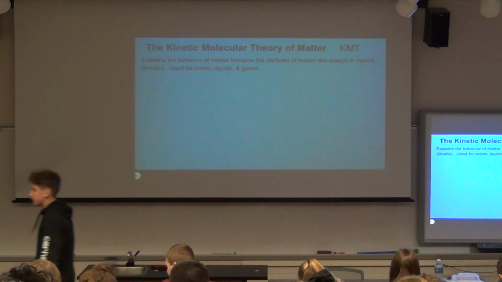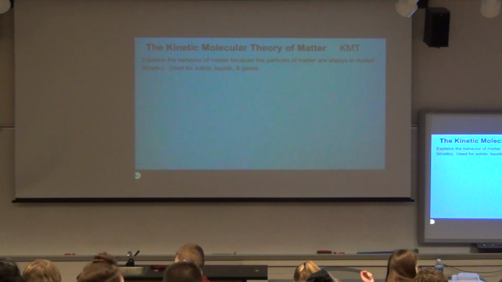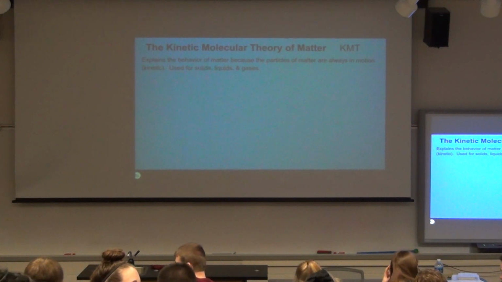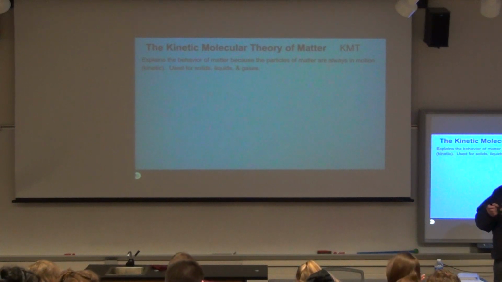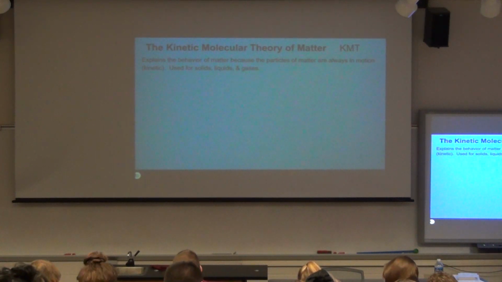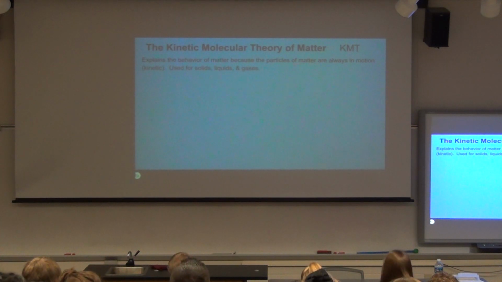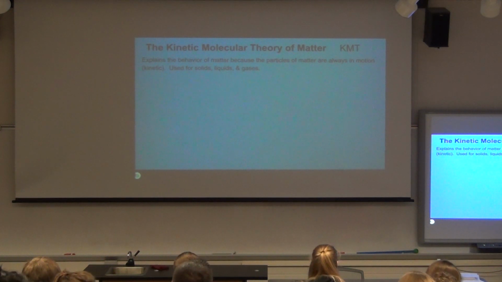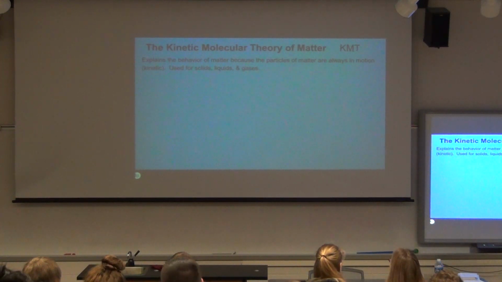But basically, it explains the properties of matter based on particles that are constantly in motion. All those molecules and atoms have some energy to them and they're moving. That energy of motion is called kinetic. That's why the K is in there, kinetic. And of course, it deals with molecules and atoms. It's our explanation, that's our theory, of how it works.